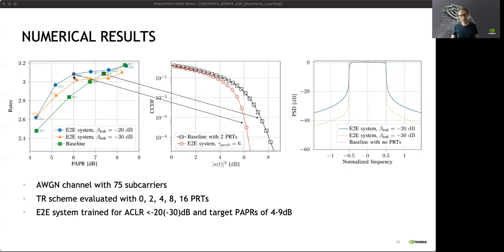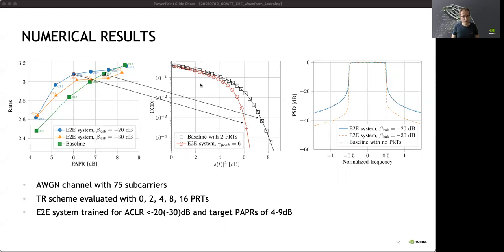So at an ACLR of minus 20.9 dB, we get a PAPR of 6 dB and a rate of 3.1 bits per second per hertz. The baseline at this point, so this green curve, has roughly 10% lower throughput. You can also do the comparison in the horizontal direction. So for example, the baseline system there has the same rate and the same ACLR, but 1.5 dB higher PAPR.